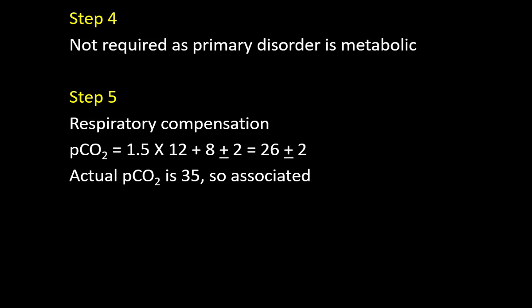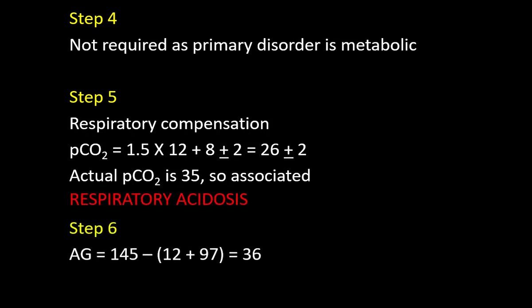Respiratory compensation, PCO2 is 1.5 into 12 plus 8 plus minus 2, that is 26 plus minus 2. So the actual PCO2 is 35. So it is associated with what? Respiratory acidosis. Step 6, anion gap, 145 minus 12 plus 97 is 36. So what is this 12? What is this 145? Just for revision. Sodium value? Bicarb and chloride. So it is 36. So there is a high anion gap metabolic acidosis.